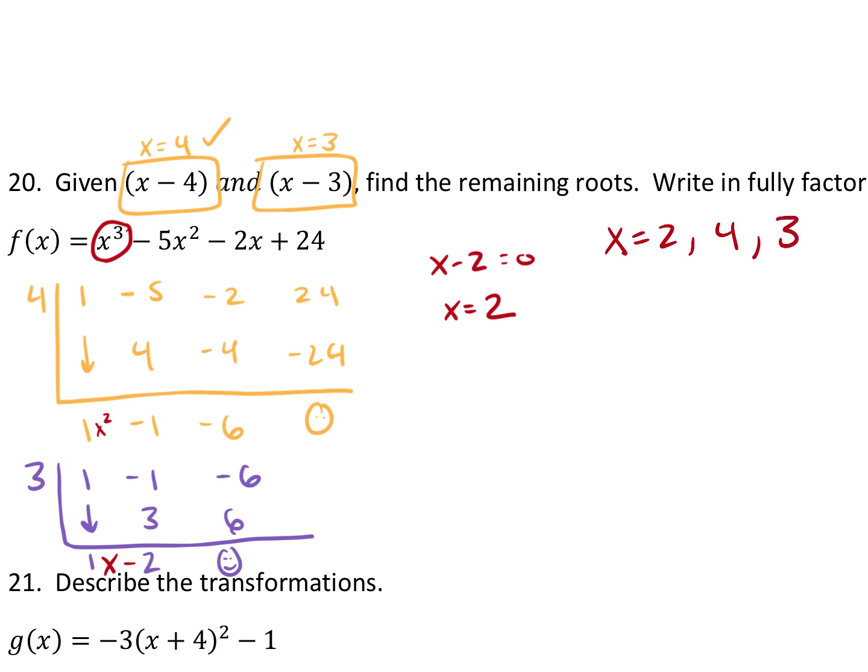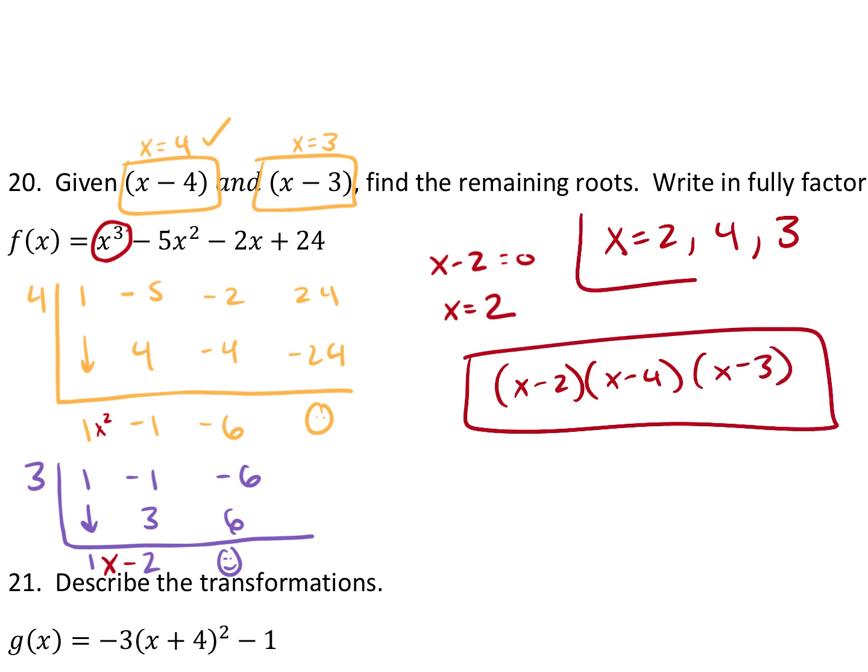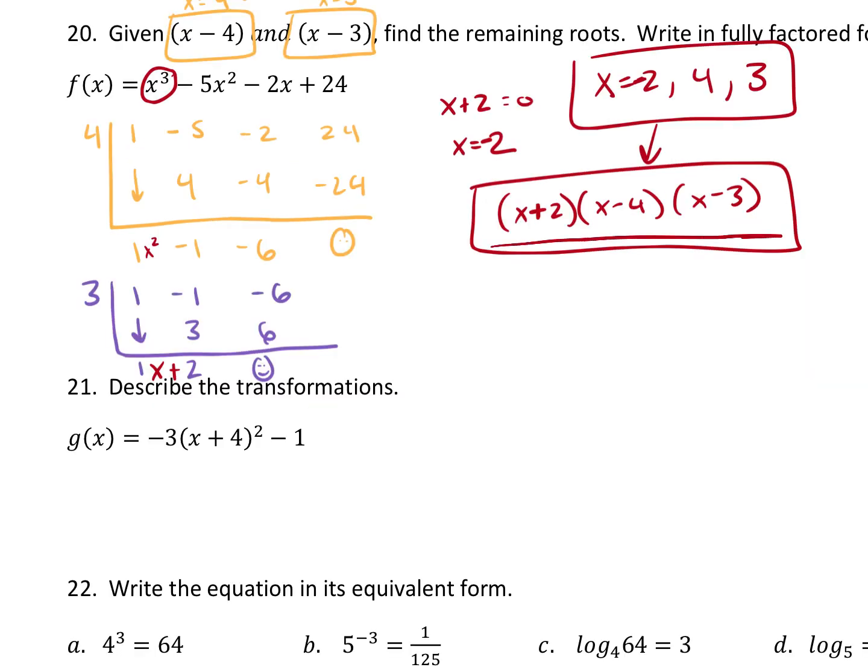And to write it in fully factored form, I'd list it in order: x minus 2, x minus 4, and x minus 3. The order doesn't matter, but I just wanted to list it in the same order I did here. This was a positive 2, so it should be x plus 2 and negative 2. So if it says in fully factored form, it would be like this. So like it's factored out.